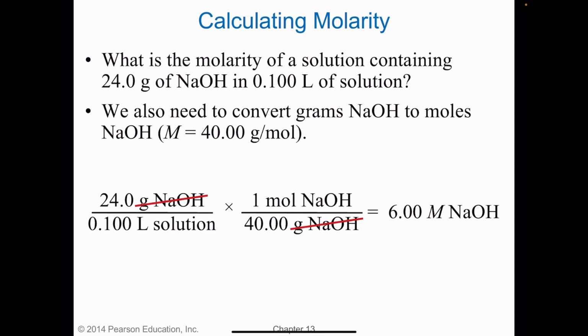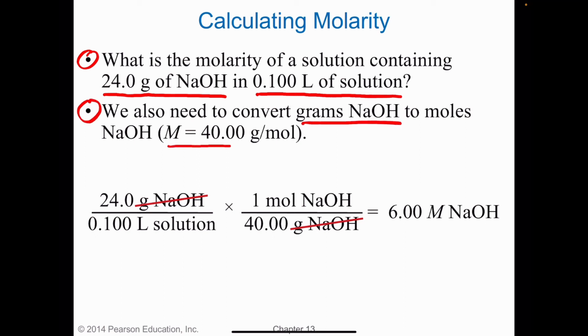So to calculate molarity, here's an example. It says, what's the molarity? We've got 24 grams of sodium hydroxide in 0.1 liters of solution. So again, molarity was moles per liter, not grams per liter, but moles per liter. So we need to convert grams of NaOH into moles.